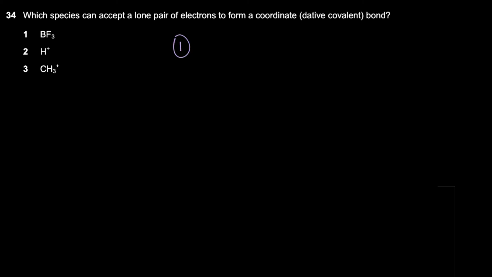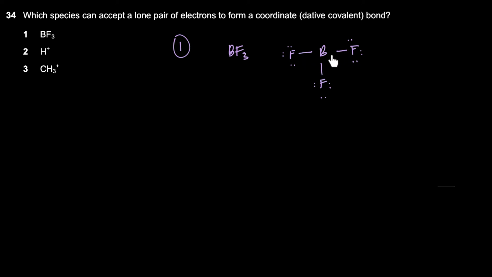So if we look at option 1, we have BF3. Now we know BF3 is boron trifluoride. Now we know that fluorine has 7 outer electrons. So if I quickly draw the Lewis structure here, boron is forming a single bond with each of these fluorine atoms. And fluorine already had 7 electrons, so the 8th electron pairs with the electron from boron. So now fluorine has a complete octet over here. But what about boron? Well, boron is in group 13 of the periodic table. That means it only has 3 outer electrons.